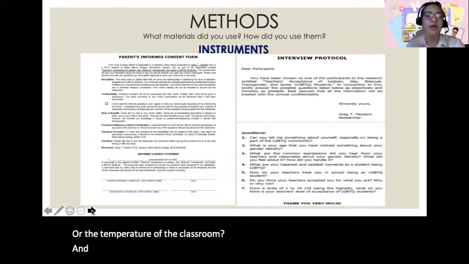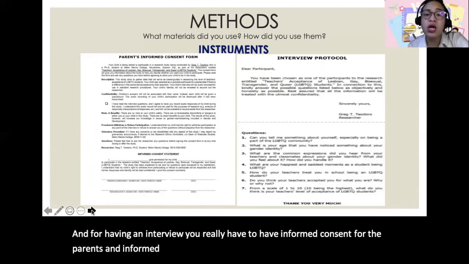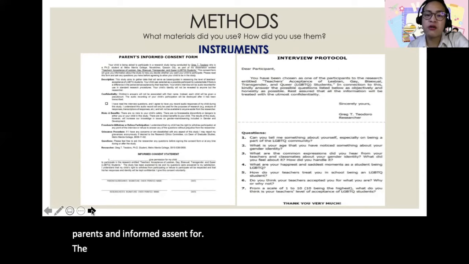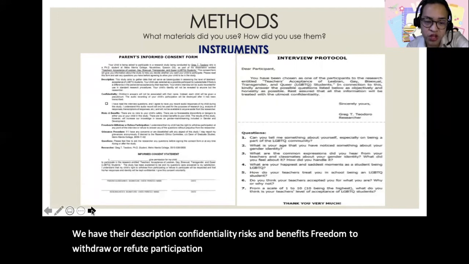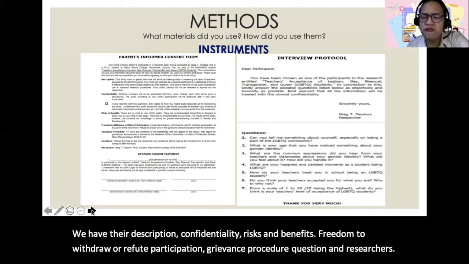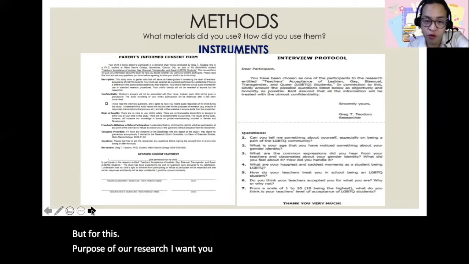And yes, in doing a qualitative research and for having an interview, you really have to have informed consent for the parents and informed assent for the minor respondents or participants. And as you can see on screen, we have their description, confidentiality, risks and benefits, freedom to withdraw, participation, grievance procedure, question, and researcher. So actually there are different formats in writing an informed consent, but for the purpose of our research, I want you to follow this format I'm showing you.